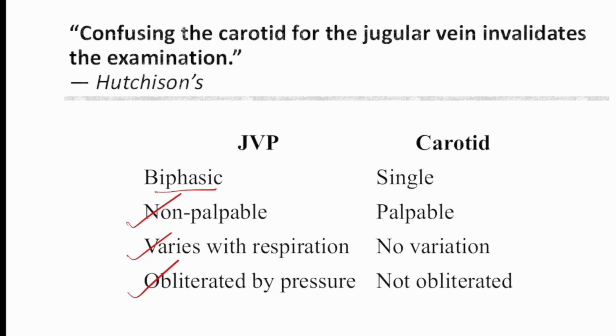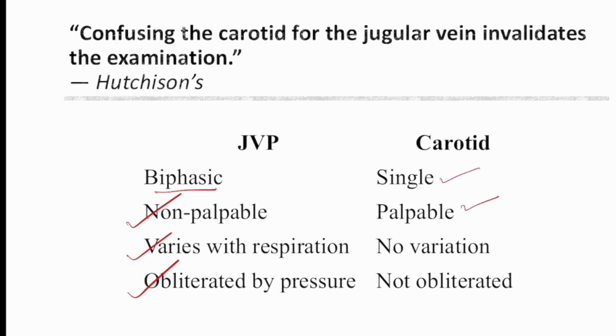In comparison to the jugular pulsation, the carotid pulsation is an expansile pulsation, and JVP has got a definite upper level. So these are the points by which you differentiate a carotid from jugular. So it's an expansile single pulsation.